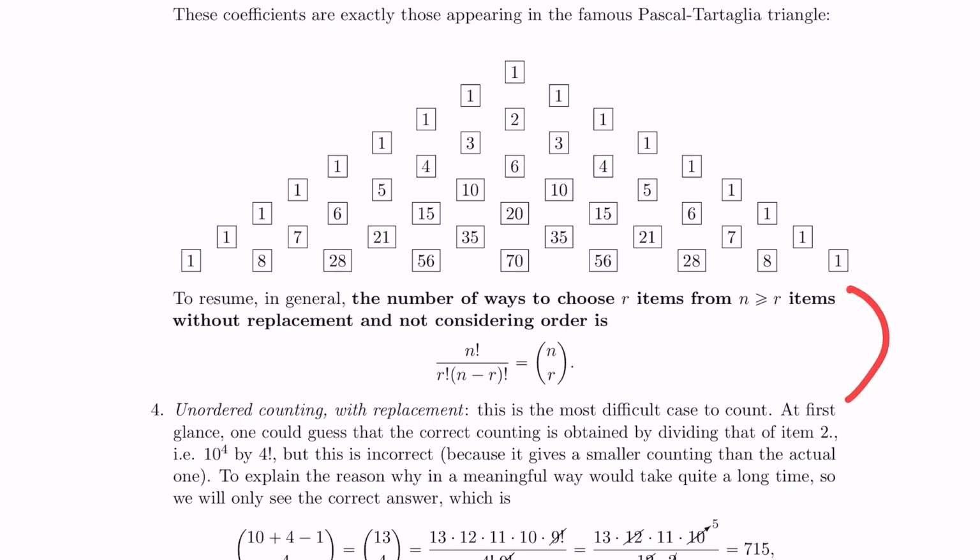Finally, to resume, the number of ways to choose r items from n items without replacing and not considering order is given by this binomial coefficient.